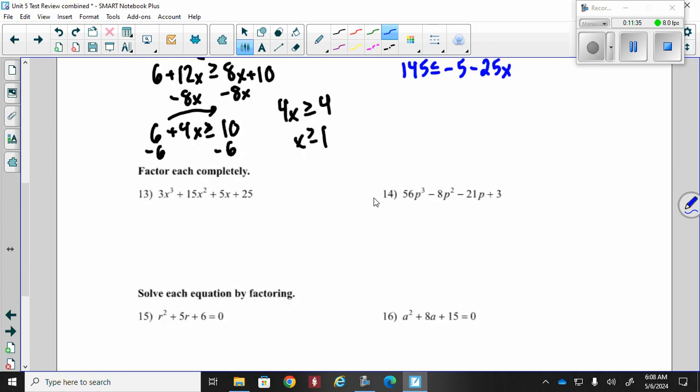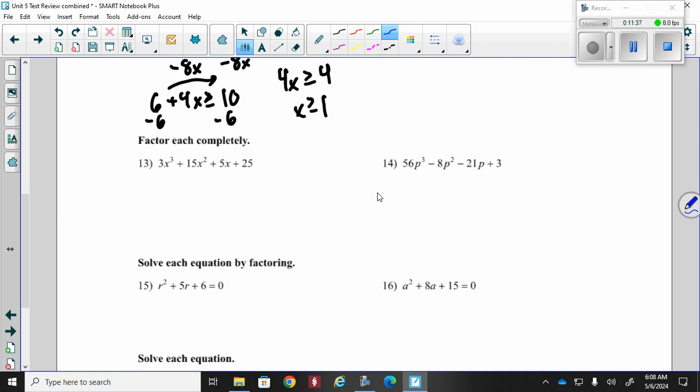All right, factor each completely. If you remember, this is a four-step problem. We are going to split it right here. We're going to factor out something on that side. It's 3x squared, so 3x squared goes on the outside. I'm left with x plus 5. Now I'm going to factor out this side. Factor out a 5, and I'm left with x plus 5.